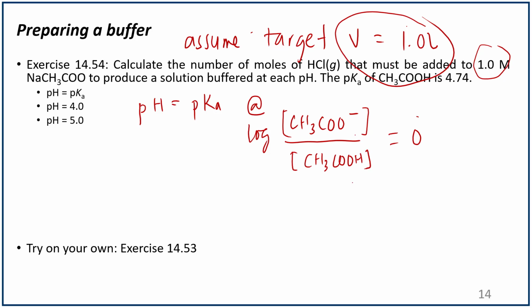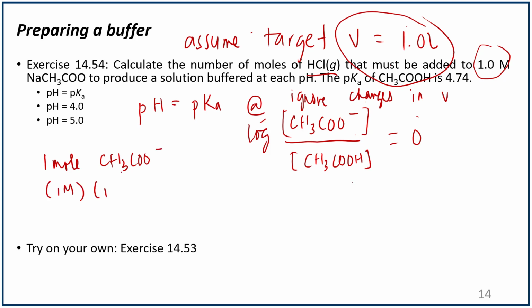Since we're adding HCl as a gas, let's just ignore changes in volume. Basically what we have right now is 1 mole of acetate ions. How did I figure that one out? 1 molar times 1 liter.